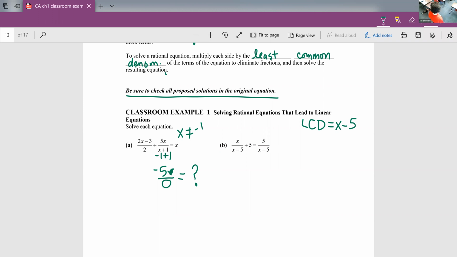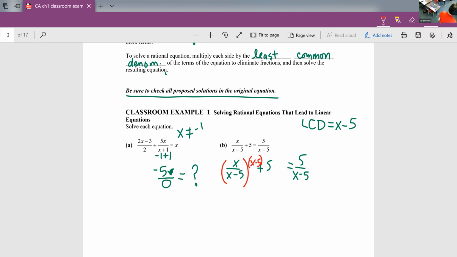Multiply what? All terms. All terms. So here, just so I have a little bit of room, I'm going to recopy this. I've got x over x minus 5, I'm going to skip a space, plus 5, I'm going to skip a space, equals this. And I want to multiply every single term. I'm going to change colors to do this. Times the LCD. And the LCD is x minus 5.